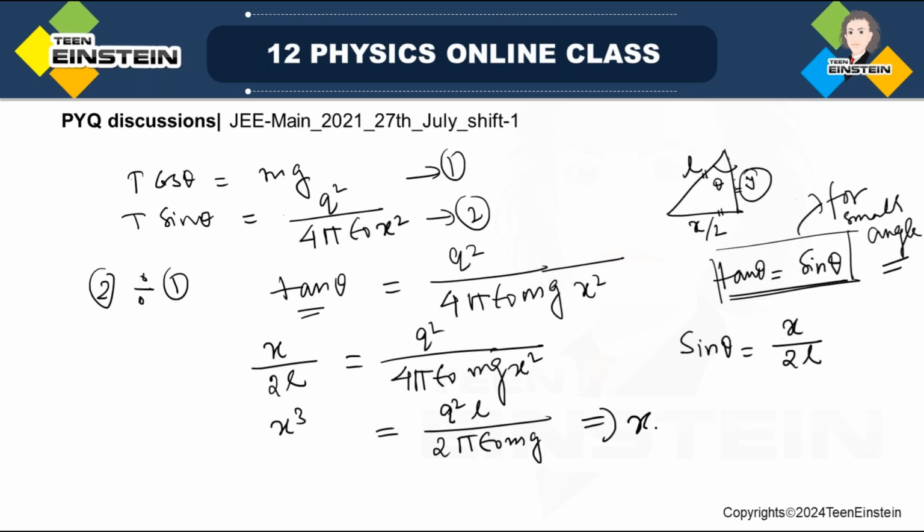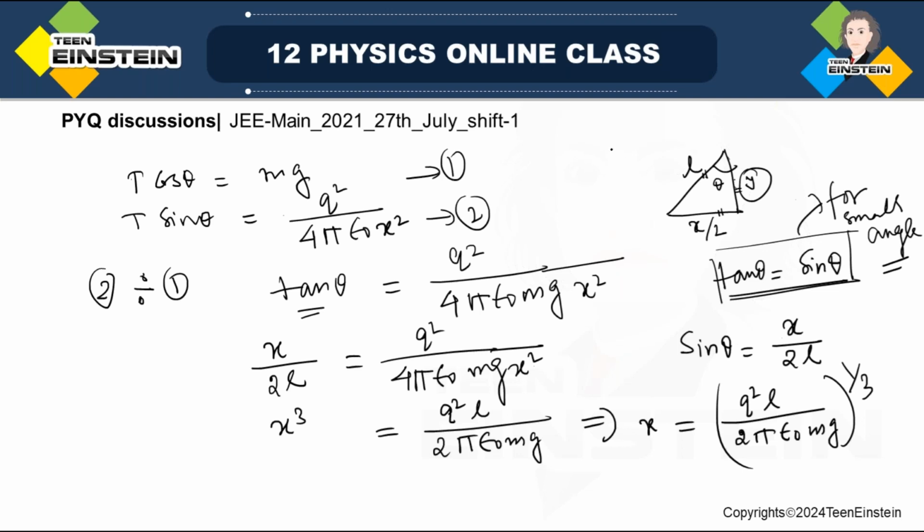Then what will be x? So x will be equal to cube root of this quantity, right? So that is q square L divided by 2 pi epsilon naught mg whole to the power 1/3. So this is actually the equilibrium separation.